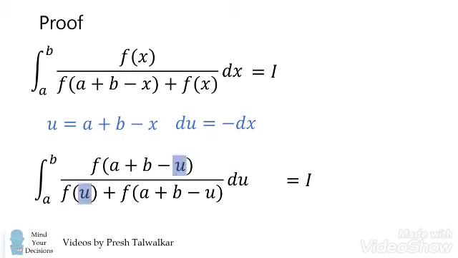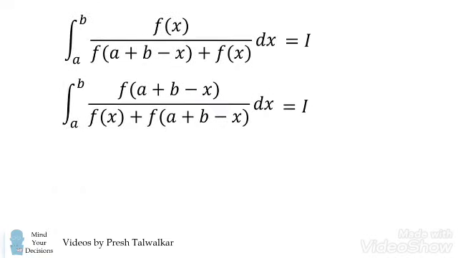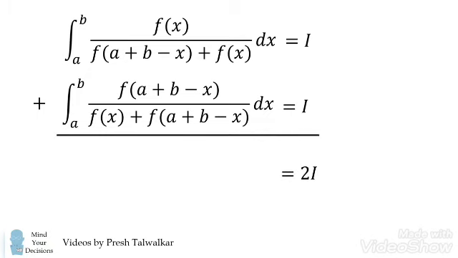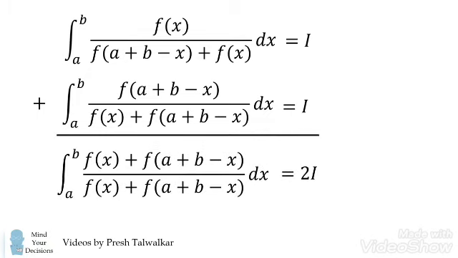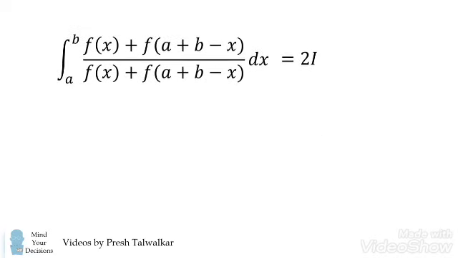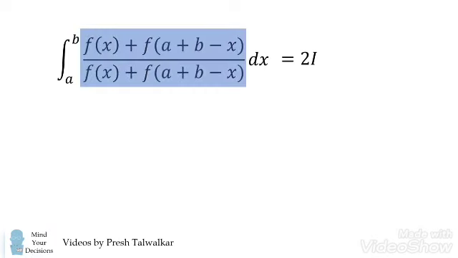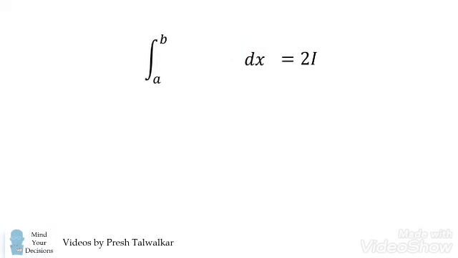Now, notice that we have the variable u. This is a dummy variable and we'll replace it with the variable x. So we have two different integrals that are equal to I. Let's add these up together. The result will be 2I, and on the left-hand side, it'll be the sum of these functions going from a to b. Well, the sum of these functions will exactly cancel out. This is equal to 1.